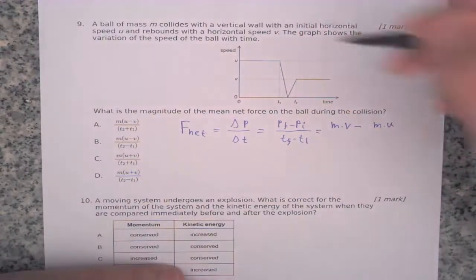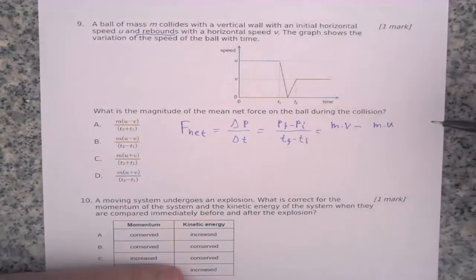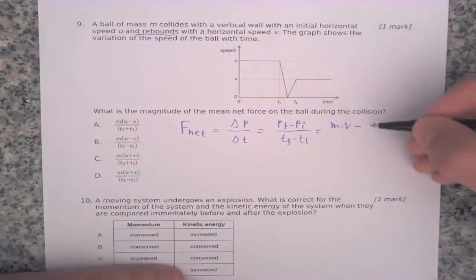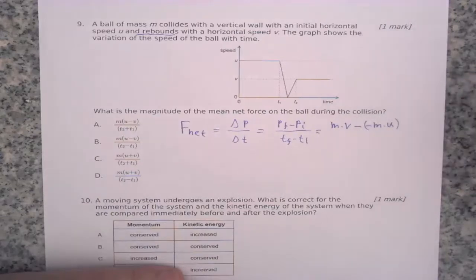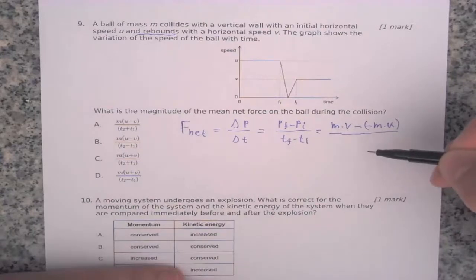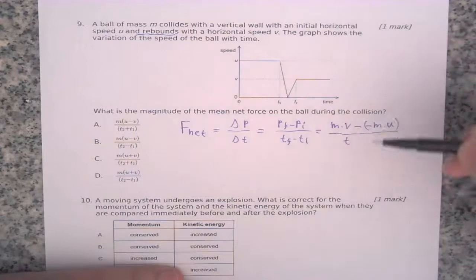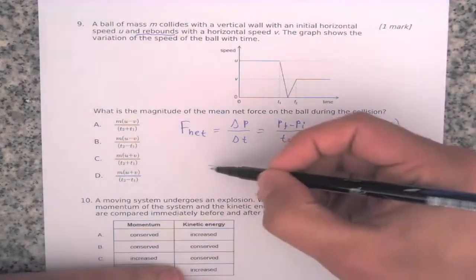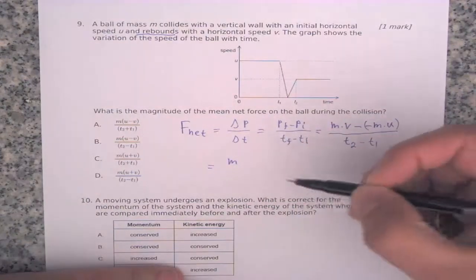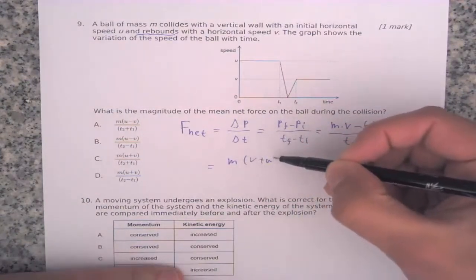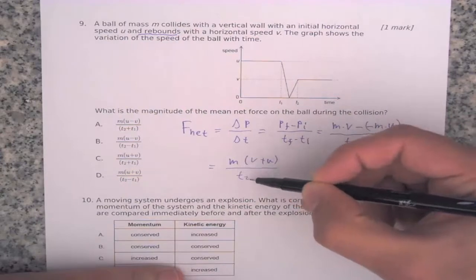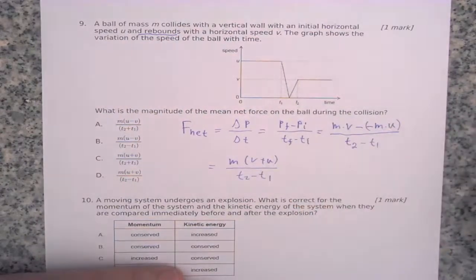Now also we know that it rebounds on a wall. So that means that it's going to move in the opposite direction. So one of these velocities needs to be negative. And the time, you see, the final time is T2, and the initial time is T1. So it's T2 minus T1. And if you rearrange a little bit here, you're going to have m(v plus u) divided by T2 minus T1. And of course, this is your correct answer, D.